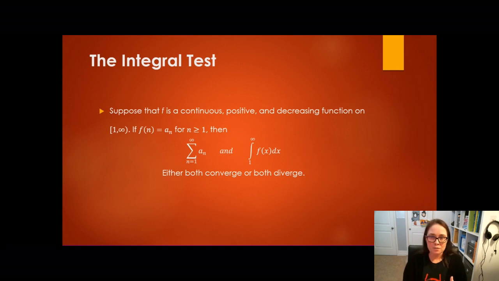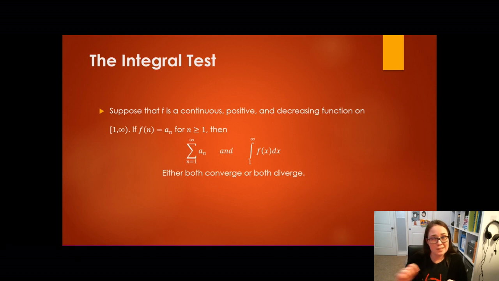And when I write it as a function, in order to use this test, that function has to be continuous, positive, and decreasing. Now, I'm not going to require that you prove all those things, but you do want to verify it and at least convince yourself that all those things are true before you use this test. So if there are negative terms, or it's an increasing function, this test cannot be used. Okay, so just make sure that those things are actually true before you move forward with this test.